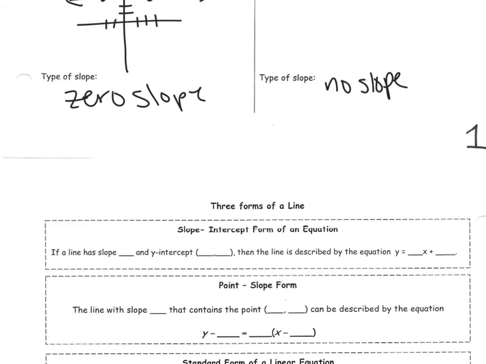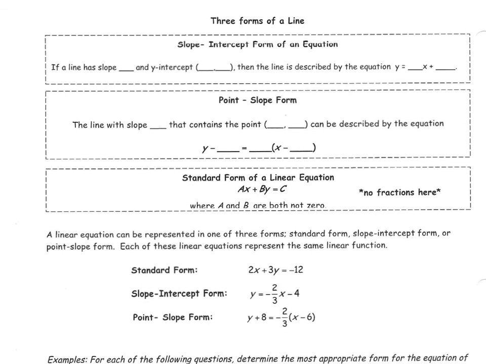All right. Okay. So as I said earlier, there are 3 forms of a line that we can talk about. There's slope-intercept form of a line, point-slope, and then standard form. So some may be more appropriate to use than others. So for the first one with slope-intercept, these are all important definitions, guys.